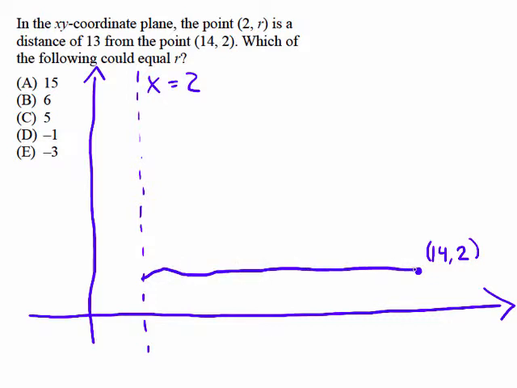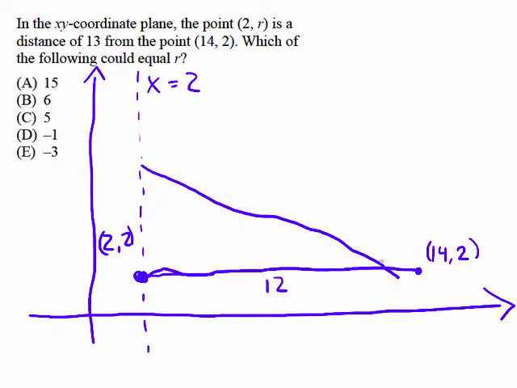But here is a distance directly from (14, 2) to x equals 2. And wouldn't you know it, from x equals 2 to x equals 14, that's a distance of 12, right? And so this point right here, this is a really important point that's not given to you, but you need to recognize it. That's (2, 2), because it's the same height as (14, 2), and it's on the x equals 2 line. So it's (2, 2).